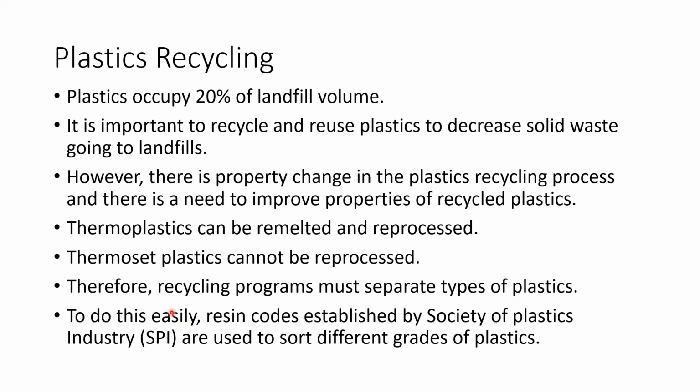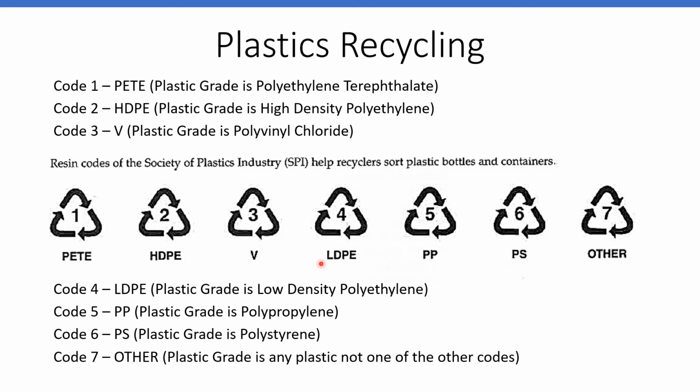So to do the sorting of different types of plastic easily, we code them. Resin means it's a plastic code. And the Society of the Plastics Industry, SPI, is doing that. Okay, they established a code. And we're gonna sort different grades of our plastics. Okay, so there are 7 codes for this organization, SPI. There are other codes, right? They go with their own.